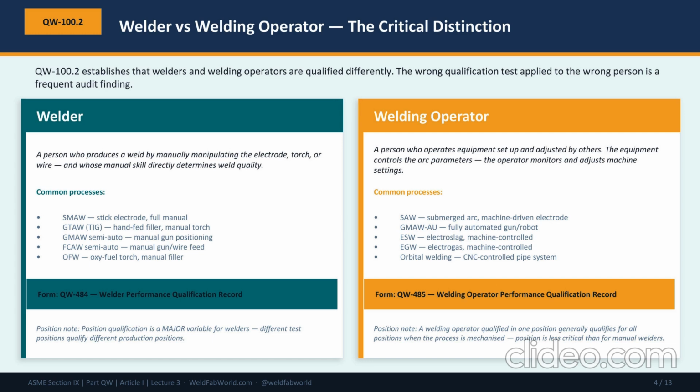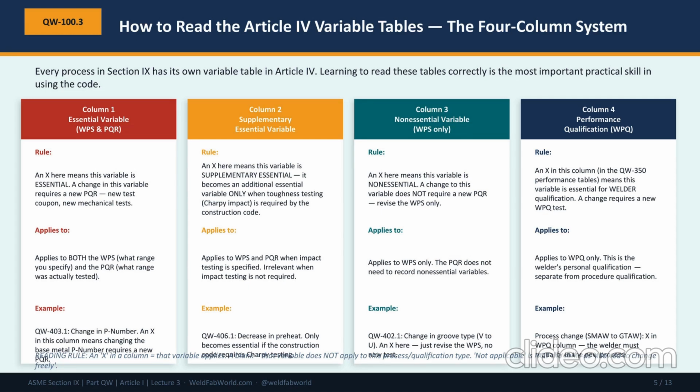The forms, QW 484 for welder performance qualification. QW 485 for welding operator performance qualification. These are different forms precisely because they track different essential variables. If you have a SAW operator at a submerged arc welding machine who is being tracked on a QW 484 welder form, that is a quality system error. They should be on QW 485. And if you have a TIG welder being tracked on QW 485, that is also an error in the other direction. Now we come to the most important practical skill in this lecture.